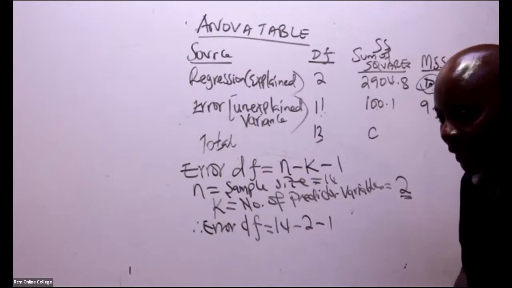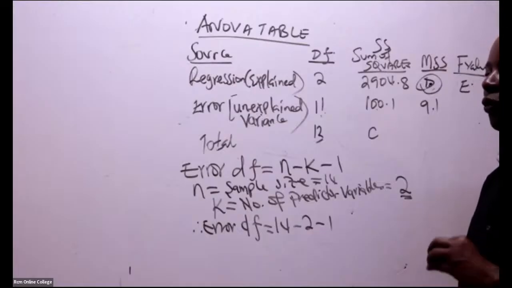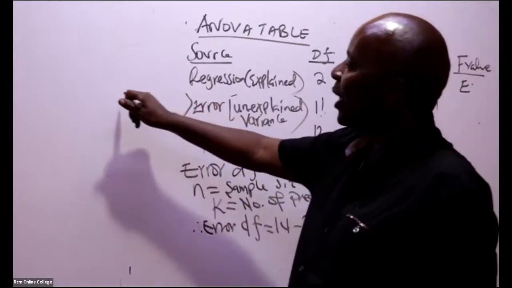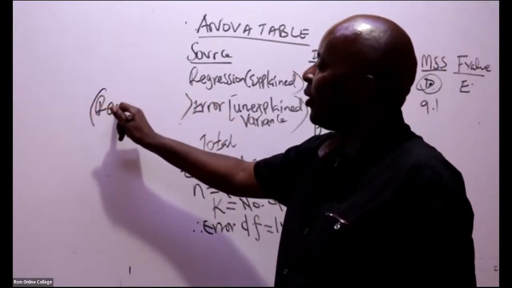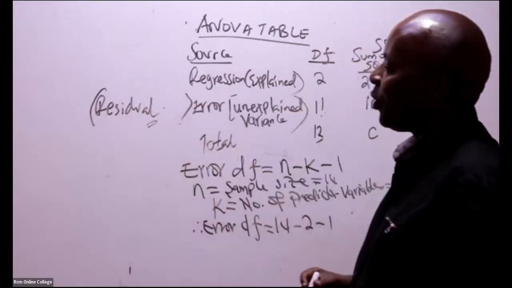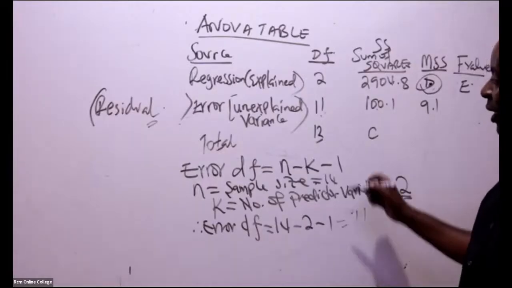Thank you so much, Nancy. Yes, error is the same as the residual degrees of freedom. Yes, error is the same as residual. You guys are very, very bright. Remember, residues are not good; these are errors. Residual. So this one here gives me 11. That's how they got 11.